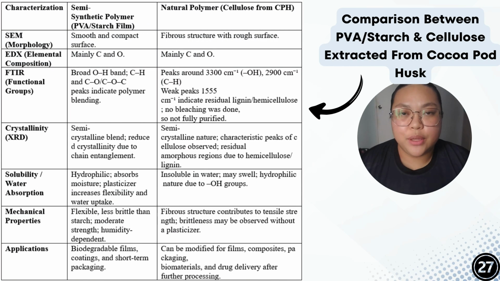We present a comparison between the PVA starch composite film and cellulose extracted from cocoa pod husk. The table highlights the key differences in structural and functional properties, including mechanical strength, flexibility, hydrophilicity, and potential application. It shows that while both materials are biodegradable and sustainable, PVA starch offers better flexibility and film-forming ability, whereas cellulose from cocoa pod husk exhibits higher rigidity and structural stability, making it suitable for reinforcement or filler applications. Overall, this comparison helps in understanding how different natural and semi-synthetic polymers can be tailored for specific applications.